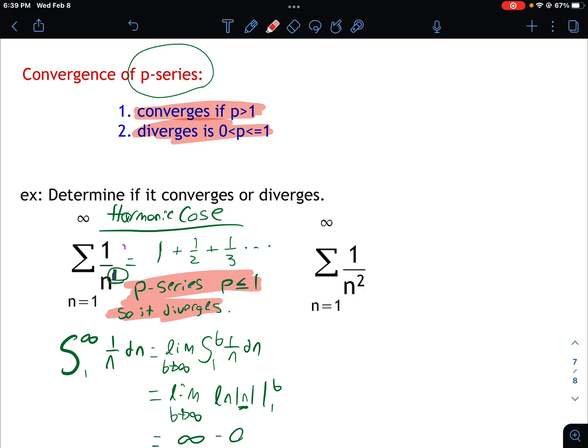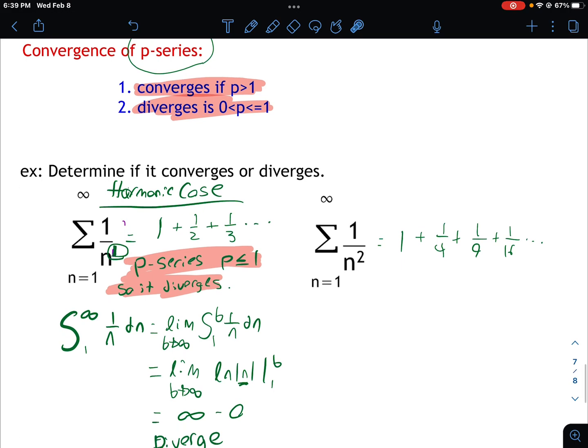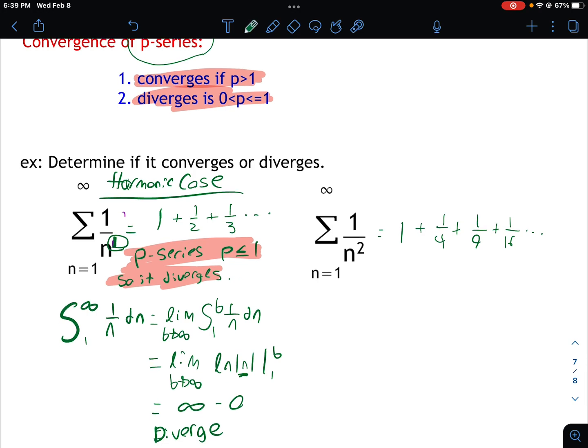Okay, let's go ahead and take the case where it's 1 over n squared. Let's apply the integral test to it just to see what happens. Once again, we're going to get 1 plus 1 over 4 plus 1 over 9 plus 1 over 16. So you can see that it's decreasing. It's continuous on the interval from 1 to infinity. 0 is not included on that interval. And then we also know that it's positive. Positive, decreasing, and continuous, so we can apply the integral test.